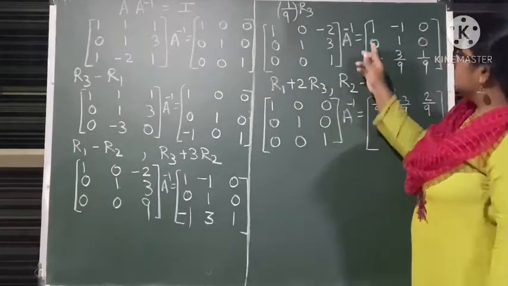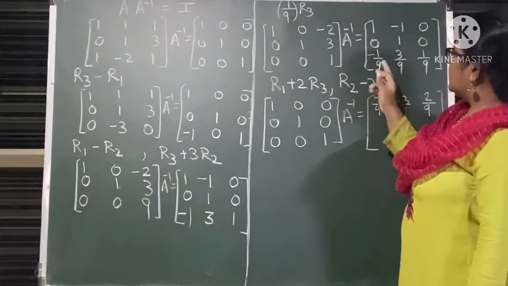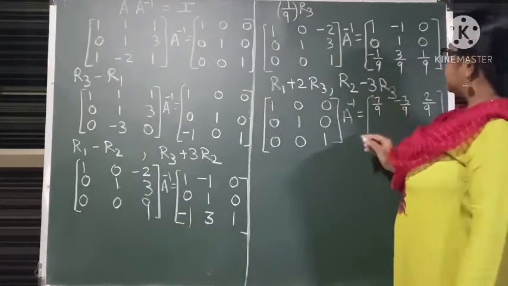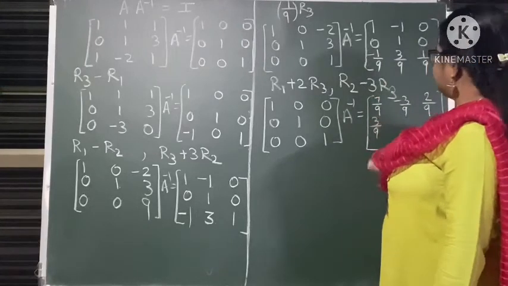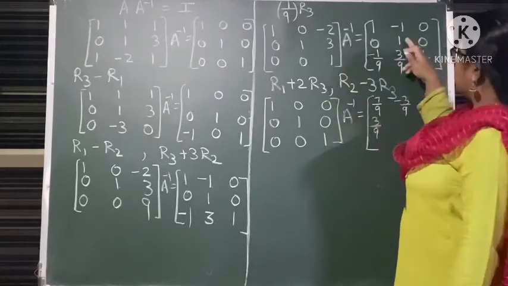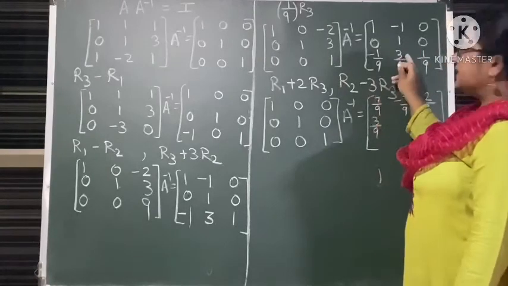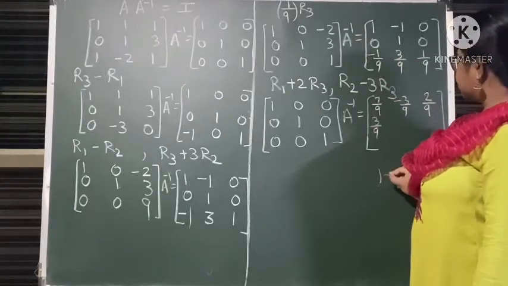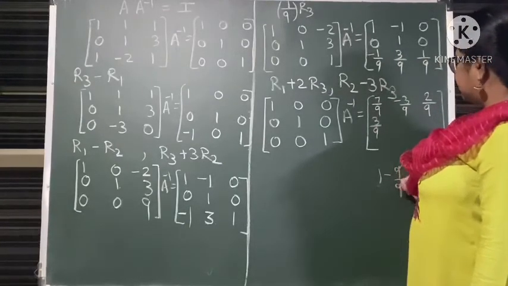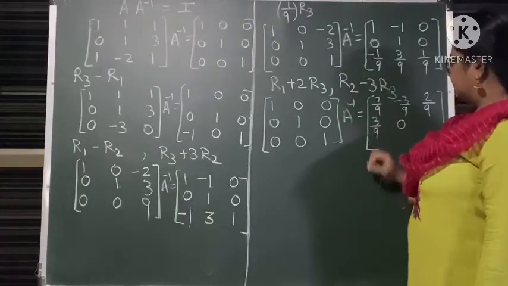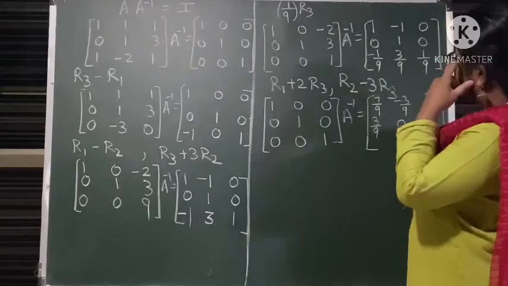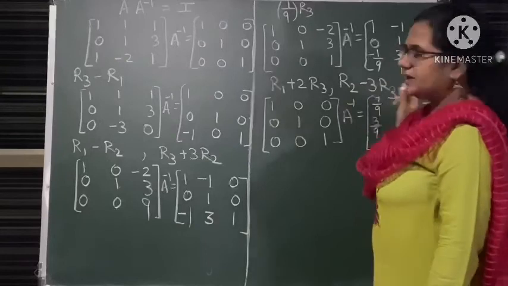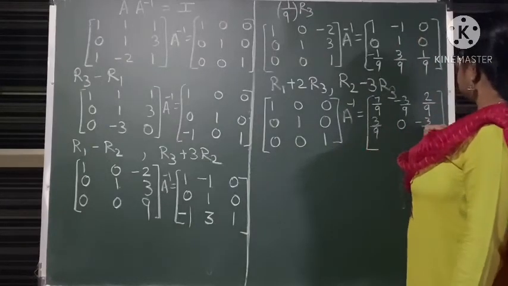Now move to the second row. Second row is 0 minus 3 into R3. Minus 3 into minus 1 by 9 is 3 by 9. And 0 plus 3 by 9 is 3 upon 9. Yes. Now next, 1. You have 1, 3 minus 3 into 3 by 9. Minus 3 into 3 is minus 9. So minus 9 by 9. So this gets cancelled. This becomes element 0. Yes, 1 minus 1 is 0. And last is 0 minus 3 into 1 by 9 is minus 3 by 9. And here you have element minus 3 by 9.